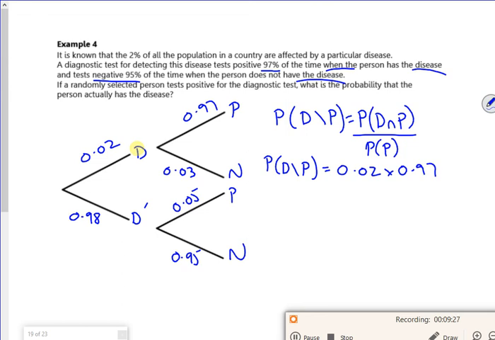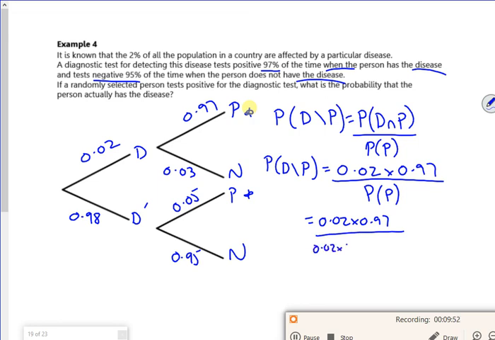Now, my positive is a little bit more messy to do. Let me pause this a second. I was just trying to think of the wording, so I'll be quick here. Positives is these two, isn't it? So I've got the 0.02 times 0.97 divided by the top 0.02 times 0.97, plus adding on the other part. I've got 3 seconds left. It's going to run out.